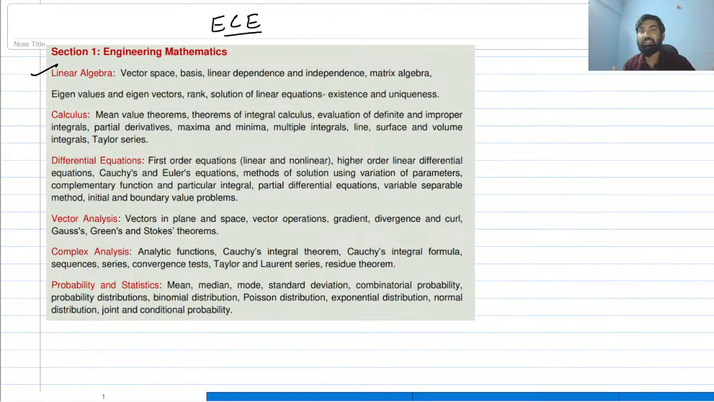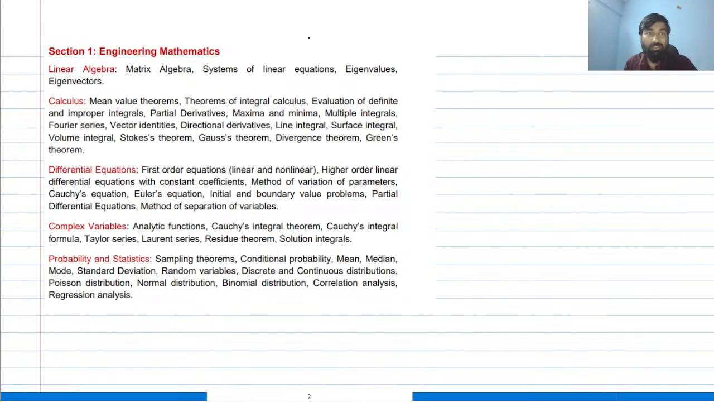Then you have to use the concept of linear algebra, right? Okay, so these are the concepts. This is the syllabus for ECE, and from this syllabus, linear algebra will be asked for 5 marks, 100%. Okay, and calculus, differential equation, vector analysis. So if you are good at linear algebra, calculus, and probability and statistics, all other chapters will be very easy. For electrical engineering, okay, the matrix algebra, system of linear equation.